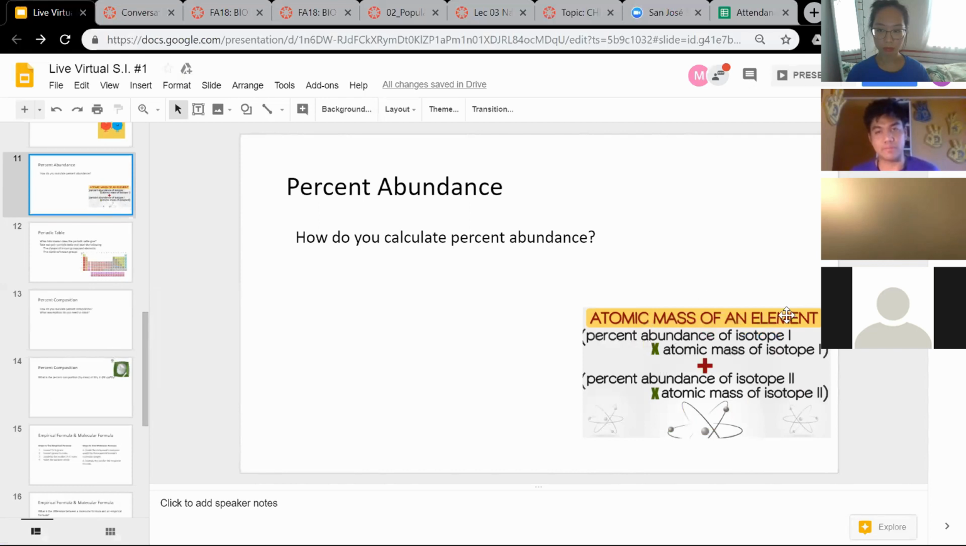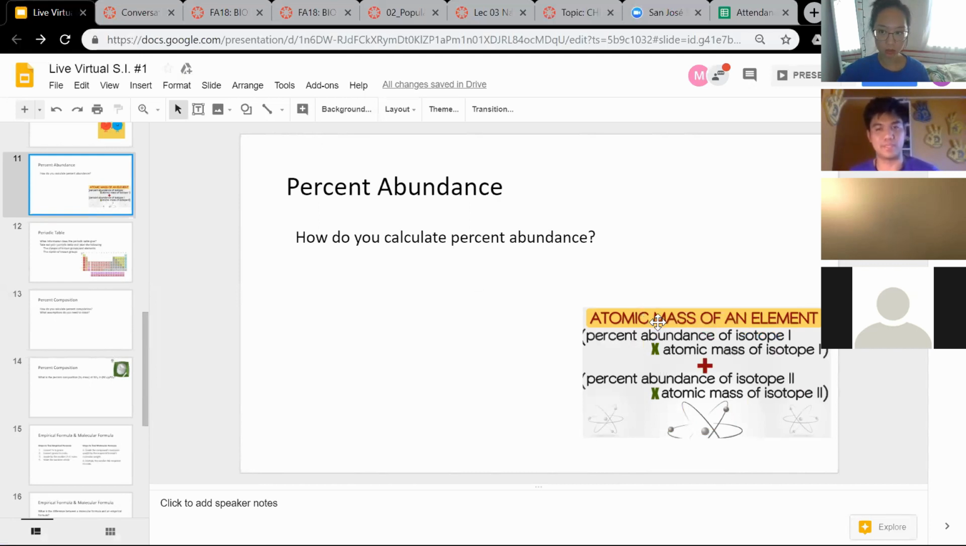So the atomic mass of an element is equal to the percent abundance of isotope 1 times the atomic mass of isotope 1 plus the percent abundance of isotope 2 times the atomic mass of isotope 2. So if you like algebra, in a sense, think of it that way. I'm trying to figure out the numbering.